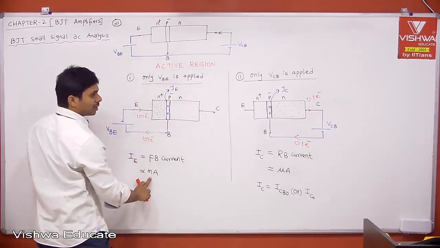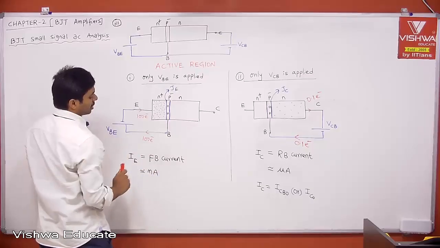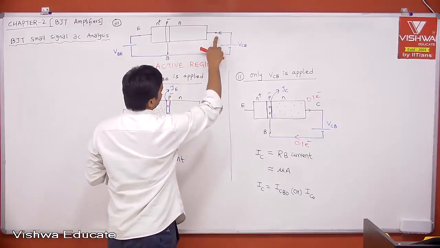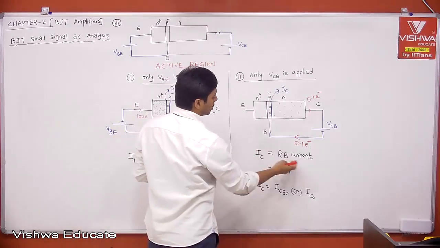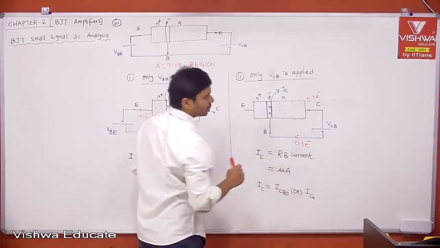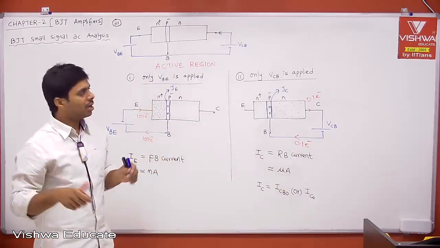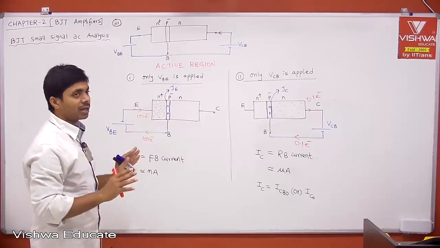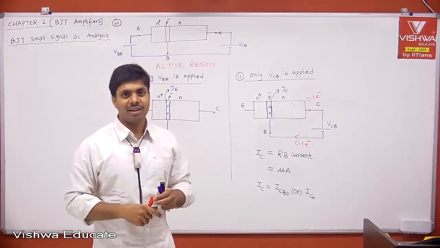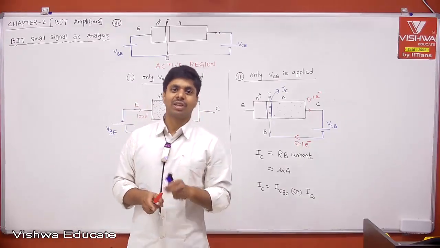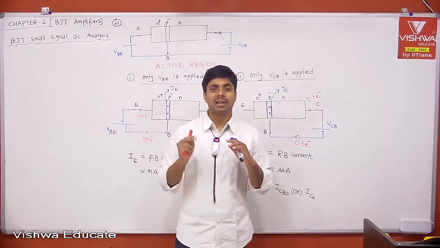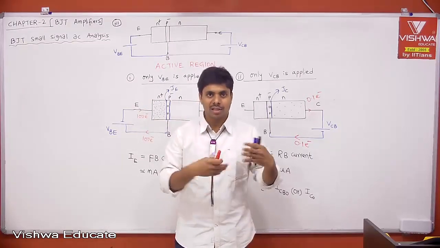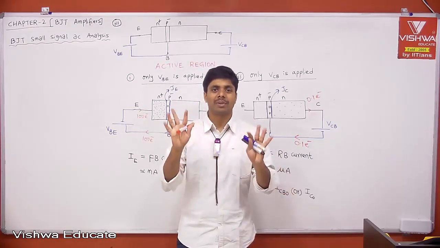Emitter current I am expecting in the order of milliampere, which is forward bias current. And what are you expecting the collector current? I am expecting collector current, which is reverse bias current, in the order of microampere. That is my expectation. But once you combine both VBE and VCB, you will get unexpected output or unexpected action. That is what people call transistor action, due to which we are getting amplification.